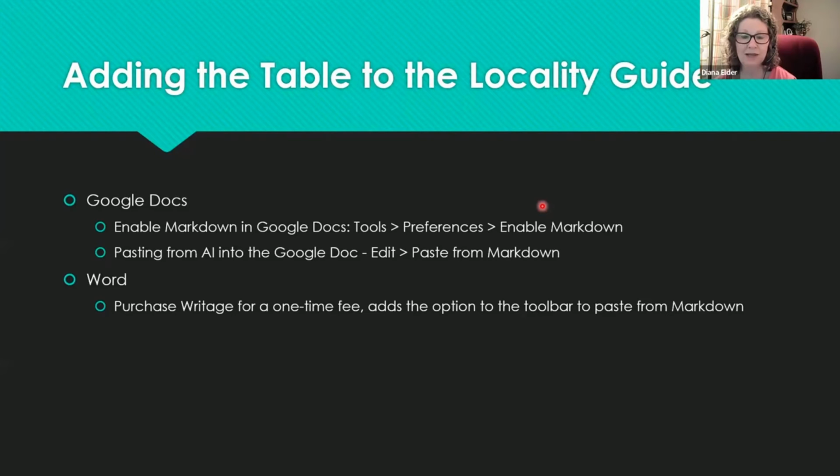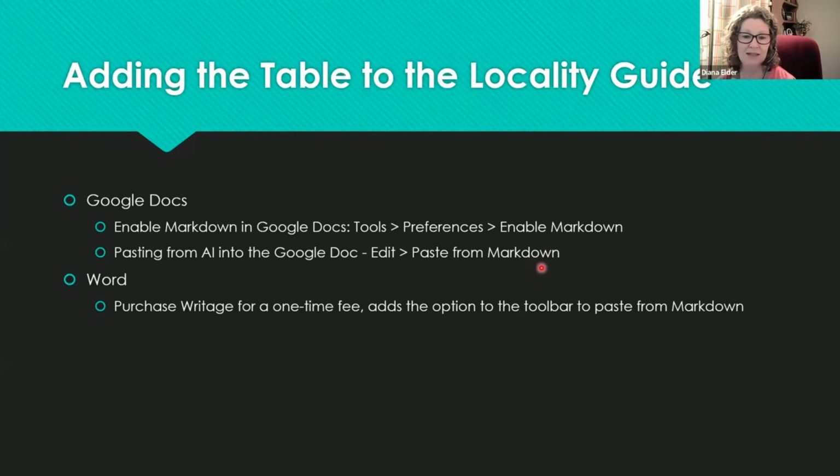And then whenever you want to paste something from AI, like a table, and have it keep the formatting, then all you do is go to Edit and just select Paste from Markdown. If you don't do this, then you get your table brought in kind of a weird looking format. It doesn't even look like a table. And so when you do paste it from Markdown, then the Google Doc knows what to do with the information that AI is giving it.